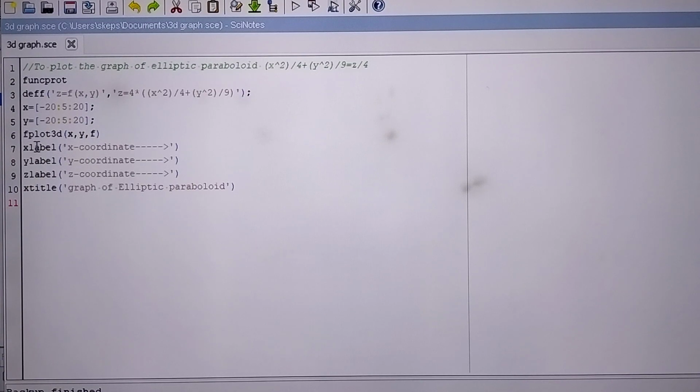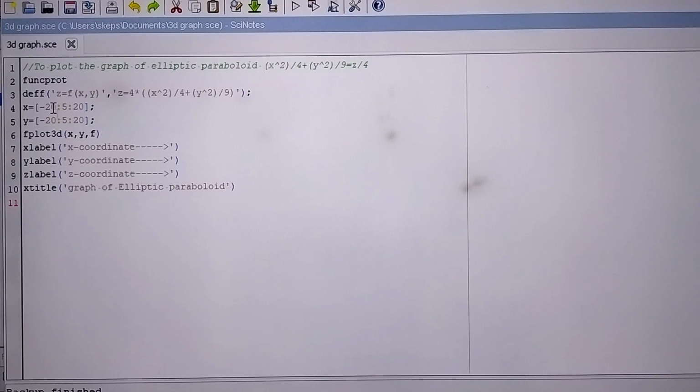Then I have written xlabel, ylabel, zlabel. That means I have indicated the x coordinate, y coordinate, and z coordinate, so that there will be no confusion about which one is the x axis, which one is the y axis, which one is the z axis. They are written within single inverted commas. And then I have put a title, graph of elliptic paraboloid.